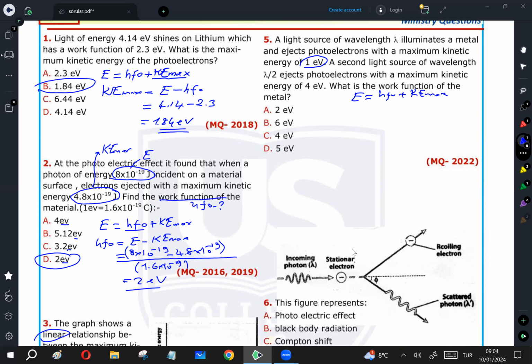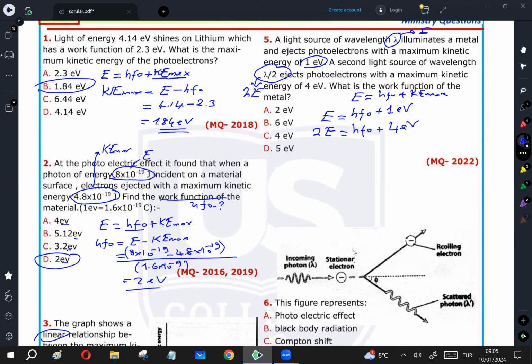Let's write for the first metal. It says that this wavelength lambda has an energy E. The second light has wavelength halved, so the energy is doubled, so it becomes twice. The second light has twice the energy per photon of the first one. So for the first one, if I say the energy is E, because it is the same metal, I will write hf0 plus maximum kinetic energy, 1 electron volt. For the second, because the wavelength is halved, the energy of the photon is doubled, that is 2E, and hf0 is the same for the same metal, but this time the kinetic energy becomes 4 electron volts.